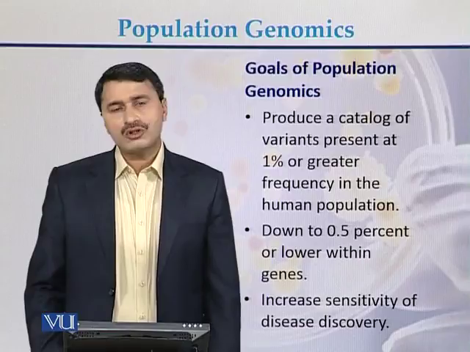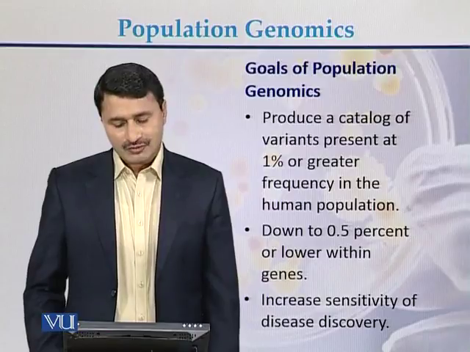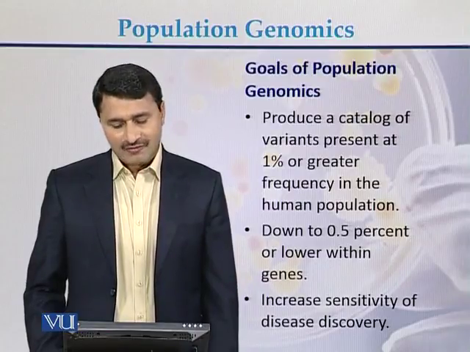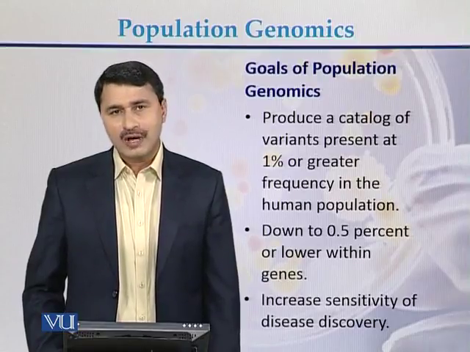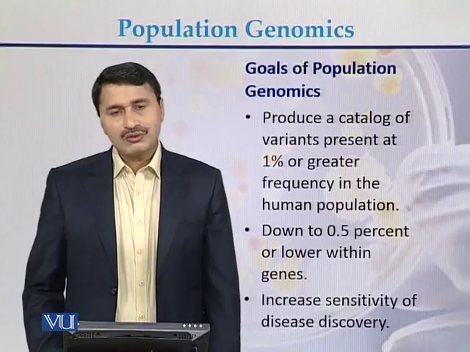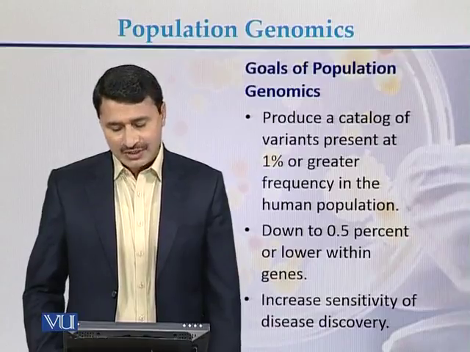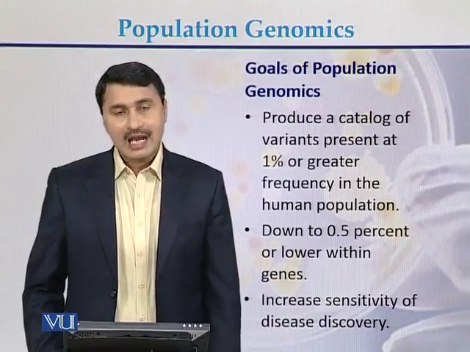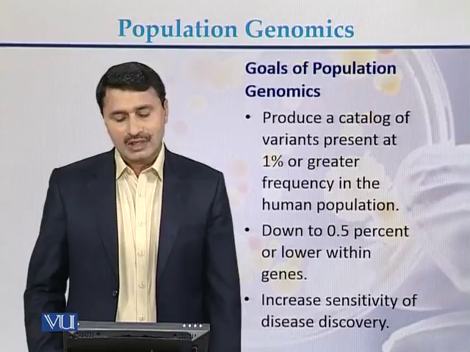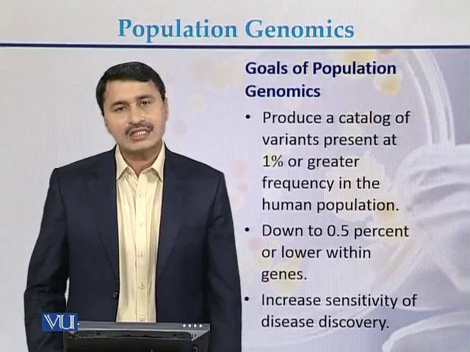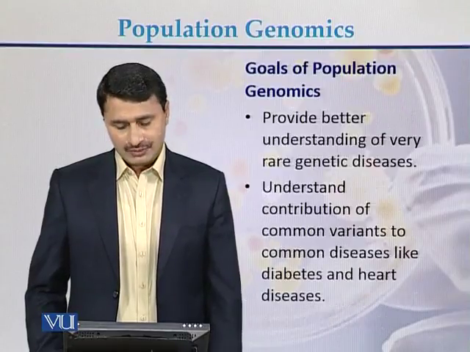So what were the goals of population genomics? The actual goals were to produce a catalog of variants that have 1% or greater frequency in the human population, and to identify variants down to 0.5% within the genes, and to increase the sensitivity of disease discovery. These were goals of population genomics in the case of HapMap and 1000 genomes.